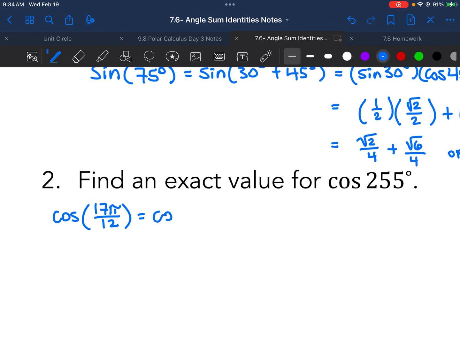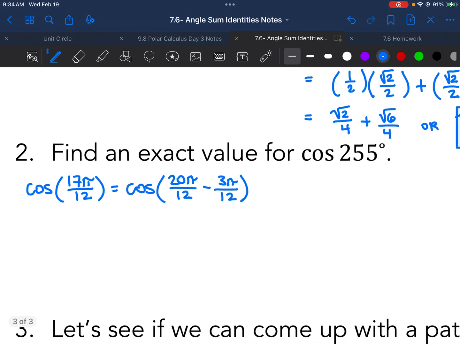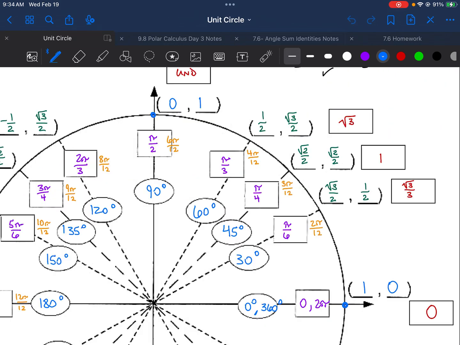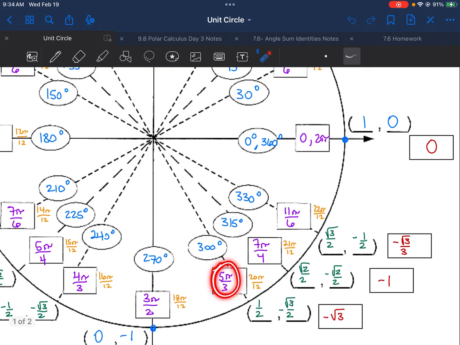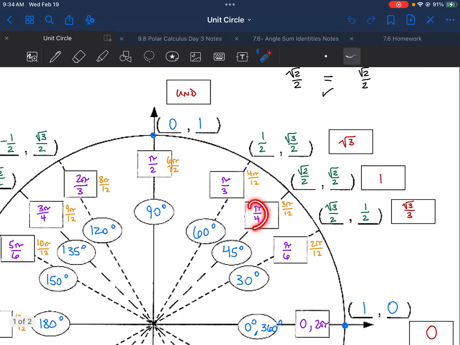So 17 pi over 12 is the same thing as 20 pi over 12 minus 3 pi over 12. And that 20 pi over 12 is 5 pi over 3. And that 3 pi over 12 is pi over 4.